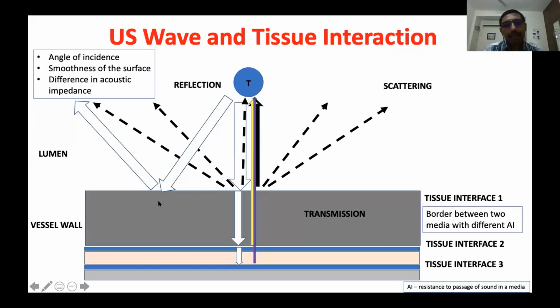And what happens in the transmission part? If there is a big difference in the speed of sound between these two media, these waves get refracted. That means it just gets bent and goes in a different direction. Usually, these refracted waves do not participate in the formation of the image. Sometimes when they get reflected, they result in artifacts. So this is the basics of the interaction of ultrasound waves with the tissues.